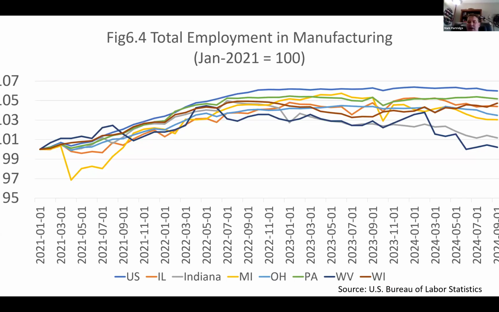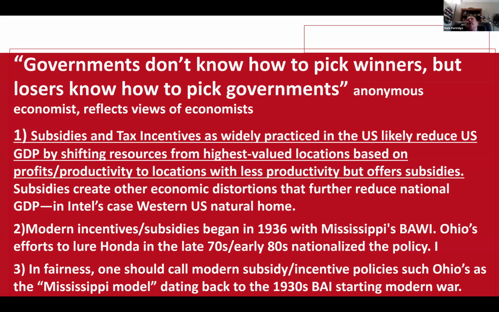And this is what a Canadian economist said, and this is basically what economists will say. Governments don't know how to pick winners. You've heard that statement. Would you trust a politician to manage your pension fund? Do you trust the politician to be omniscient? That's not what they're trying to do, they're trying to win the next re-election. Governments don't know how to pick what's going to be the next industry, but losers know how to pick governments.